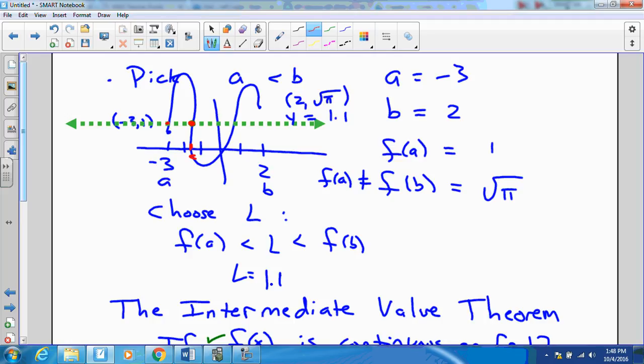This could be my C. This one could also be a C value, and that could also be a C value. So there might be more than one, but there's at least one. And if I have more than one, I could number them, like C1, C2, C3. But the intermediate value theorem guarantees that there is a C.